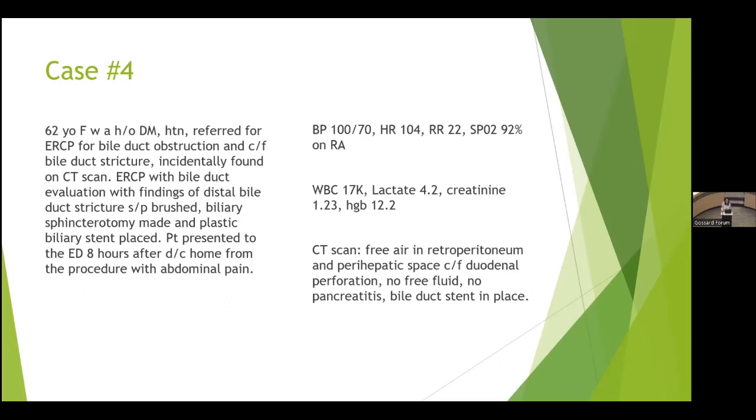She was discharged home feeling relatively good, came back to the emergency department 8 hours later with abdominal pain. So blood pressure, heart rate, respiratory rate is there. Her white count was 17,000 and her lactate was 4.2. Creatinine was a little bit elevated and her hemoglobin was relatively stable comparatively to prior labs. CT scan showed free air in the retroperitoneum and perihepatic space concerning for duodenal perforation. There was no free fluid, no pancreatitis, and the bile duct stent was in place.